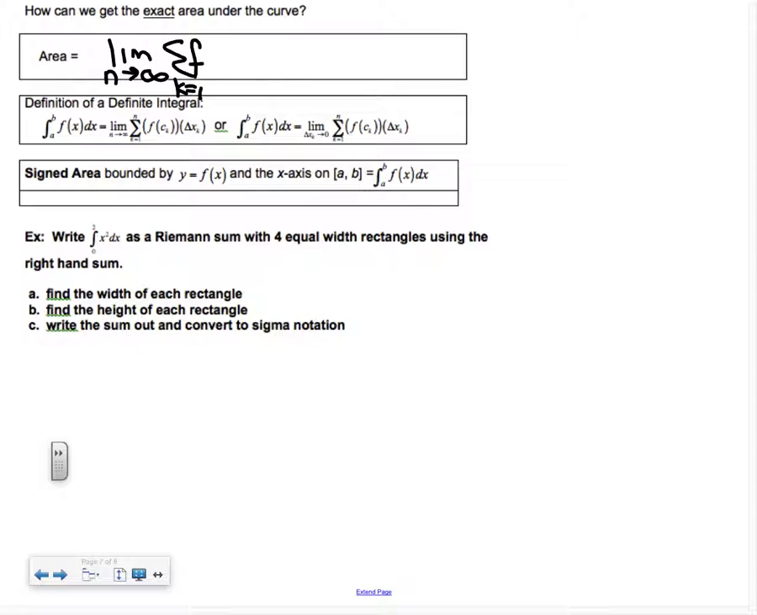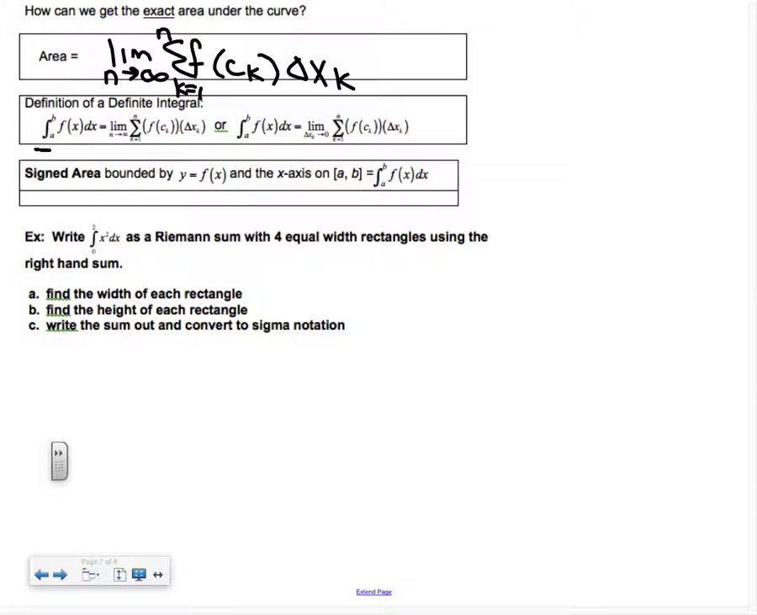Equals 1 to n. It could be 0 to n, it doesn't matter. f of ck times your delta x k. Okay? So to talk about exactly recovering the area, what we're saying is let the width of the rectangles get smaller and smaller and smaller, and eventually you'll have an exact representation. This is what we refer to as an integral.